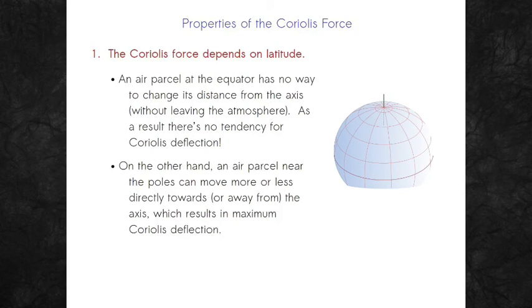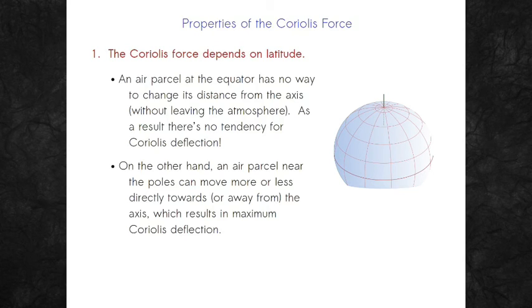So that's the basic idea, but there's 2 more properties of the Coriolis force that we need to be aware of. And the first property here is that this Coriolis effect that we described depends on the latitude. There's a latitude dependence here. And probably the simplest way to think about this is to think about what's going on for an air parcel at the equator.